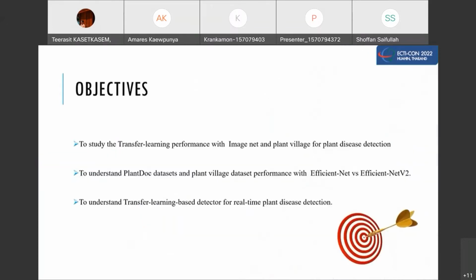Next would be the objectives of this study. There are three main objectives. The first objective is to study the transfer learning performance with ImageNet and PlantVillage dataset for plant disease detection. The next objective is to understand the PlantDoc dataset and PlantVillage dataset performance with EfficientNet version 1 versus EfficientNet version 2. The third objective is to understand the transfer learning based detector for real-time plant disease detection and implementation. So next, move on to the next slide.